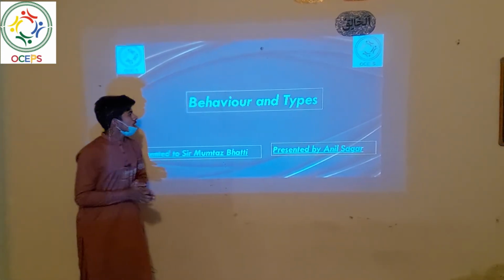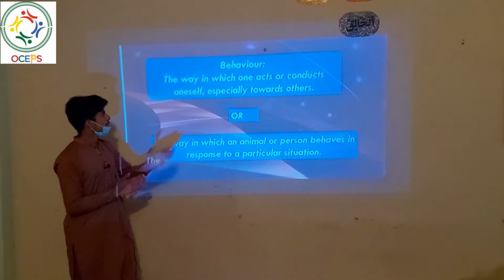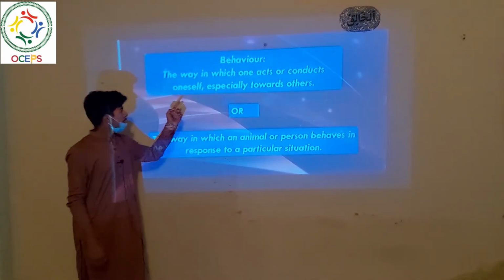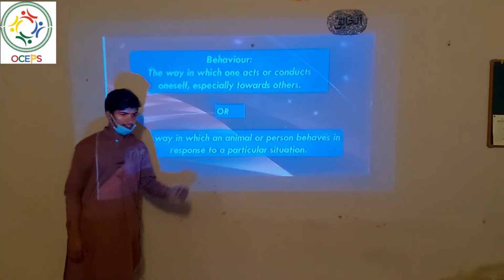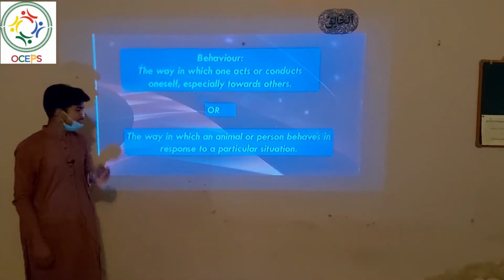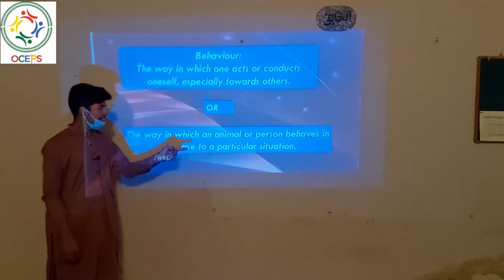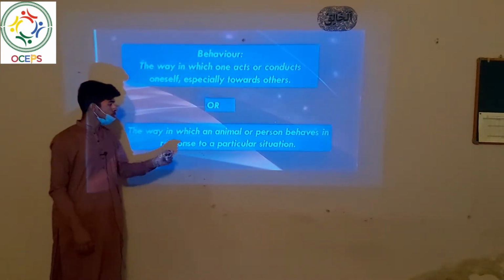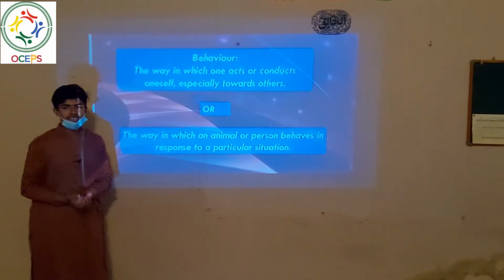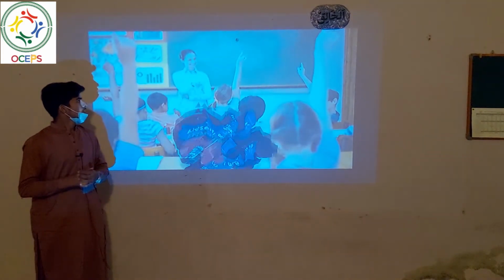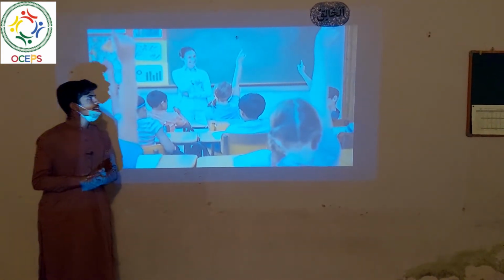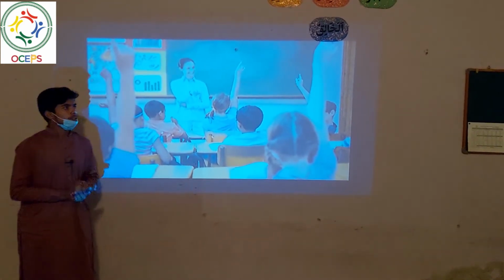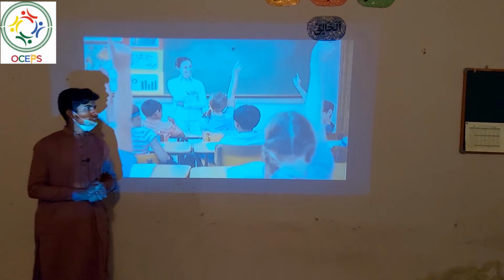Next, the definition of behavior is the way in which one acts or conducts oneself, especially towards others. In simple words, we can say that it is the way in which an animal or person behaves in response to a particular situation. There are two types of behavior. Number one is positive behavior and the other is negative behavior.